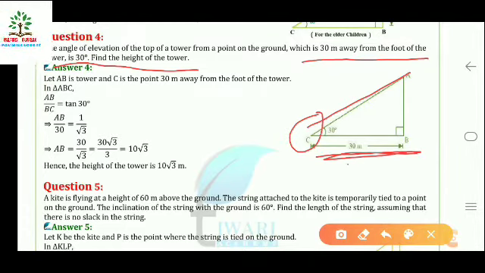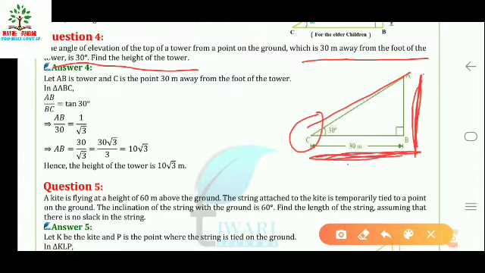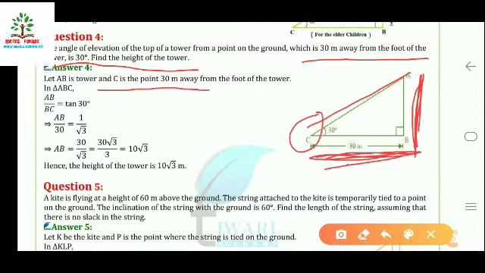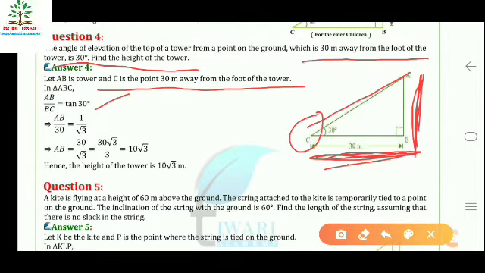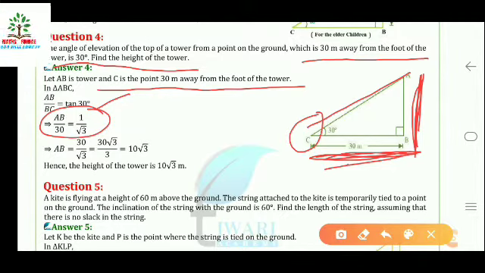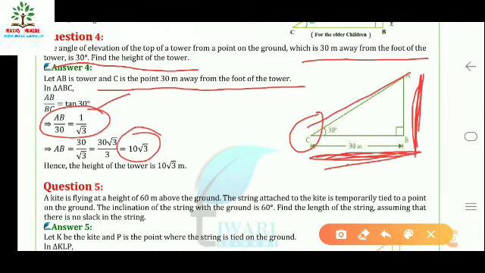So what we have to find here is the height. So it means height and base, that means perpendicular and base, so we'll take tan 30 degree. Writing one sentence about the figure, that is, let AB be the tower and C be the point 30 meter away from the foot of the tower. So in triangle ABC, we have AB over BC is equals to tan 30 degree. Putting the values, AB over 30 is equals to 1 over root 3. On solving this, we'll get AB is equals to 30 over root 3. Again rationalizing this, the result will be 10 root 3 meter. So the height of the tower is 10 root 3 meter.